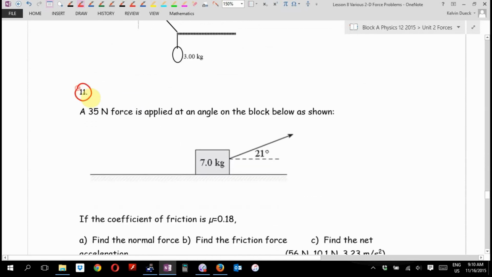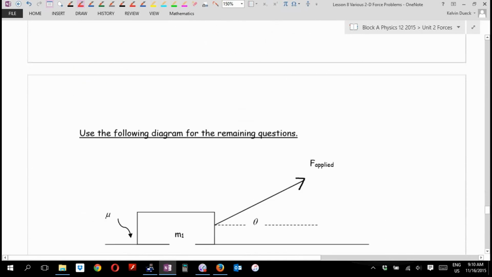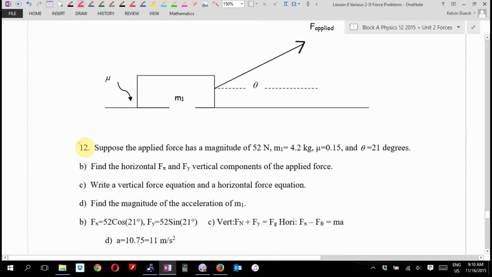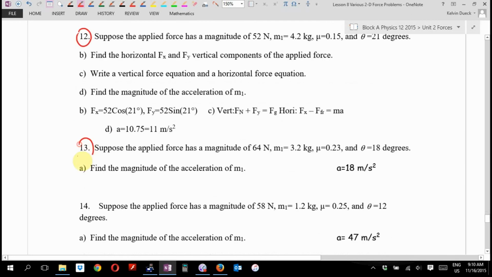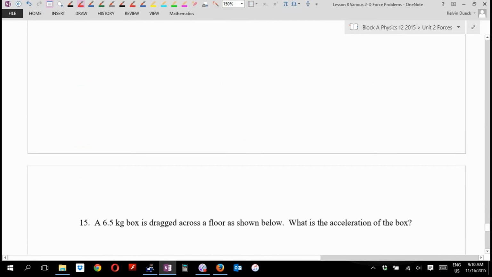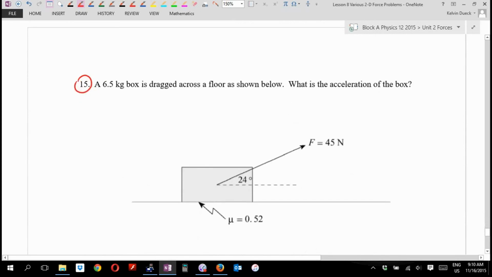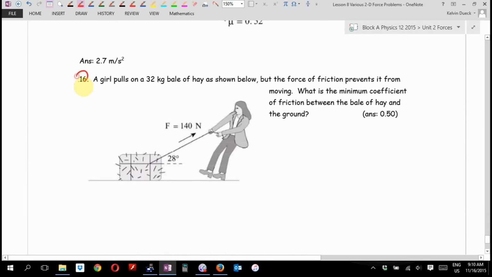Here we go. Number 11. Number 12. 13. 14. 15. These are all lawnmower questions. 16.